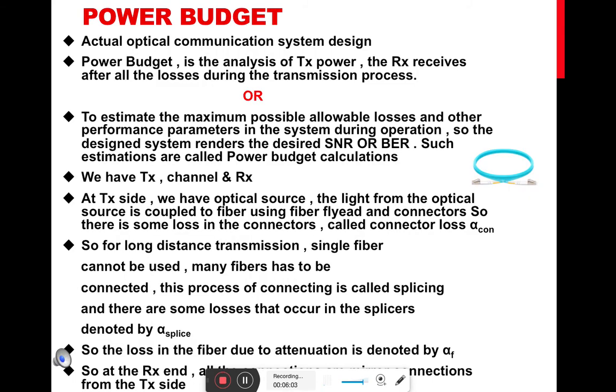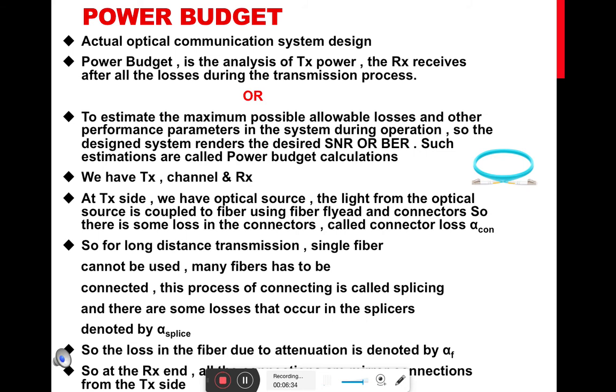So the next topic is power budget analysis. We all know that at the transmitter side we have the optical source. This optical source is the primary agent which gives power for all the systems in the communication system. The optical source is the major power source in the optical communication system. So at the transmitter side there is an analysis. There is an optical transmitting source of the power.